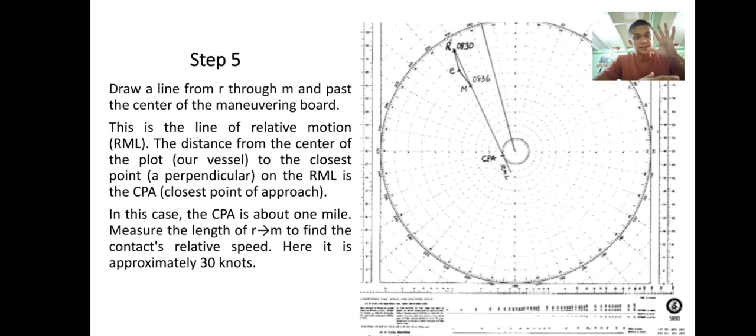The fifth step is draw a line from R to M and pass the center of the maneuvering board. This is the line of relative motion, the RML, the distance from the center of the plot, which is our vessel, to the closest point of approach. On the RML is the CPA, or the closest point of approach. In this case, the CPA is about 1 mile. Measure the length of R to M to find the contact's relative speed. Here it is approximately 30 knots.